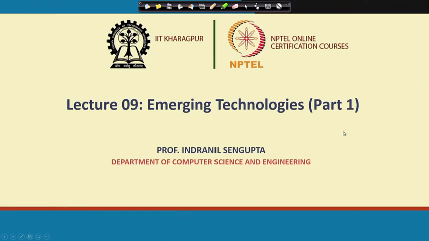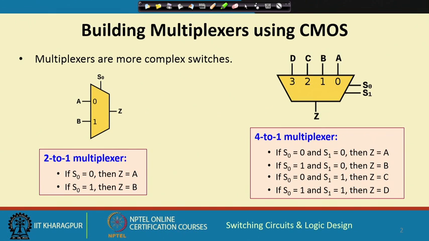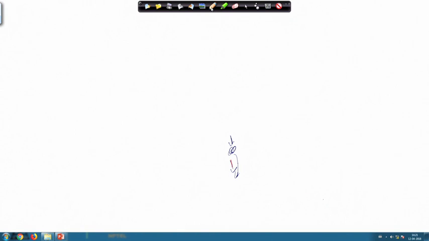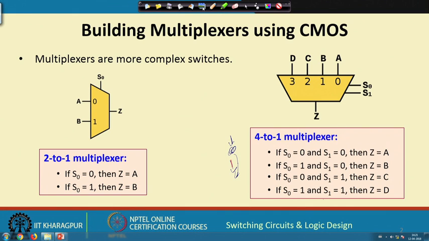But before we move on to the emerging technologies, we continue a little bit on CMOS. Here, we are trying to develop some kind of complex switches. These complex switches are called multiplexers. We shall be coming back to multiplexers in much more detail later. But what is a multiplexer like?